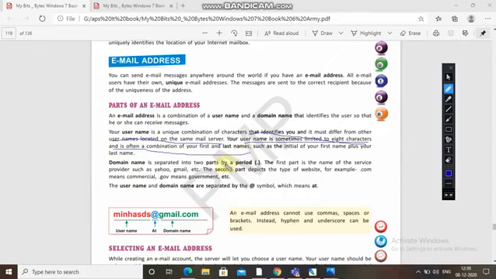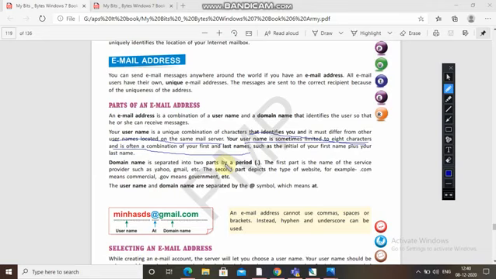Okay, the username is limited to 8 characters and consists of a combination of first and last name, such as the initial of your first name plus your last name. Now the domain name. The domain name is separated into 2 parts by a period. The first part is the name of the service provider and the second part depicts the type of website, like .com, .gov, these.